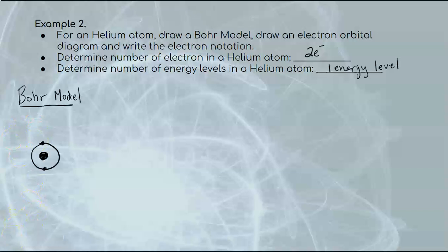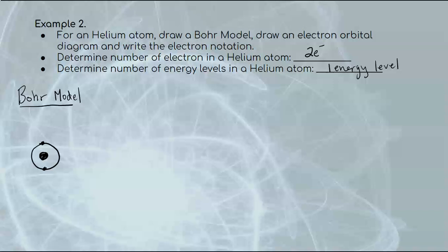All right, as you can see there, that is the Bohr model for helium. You'll also see that I wrote the number of electrons for helium. Determine number of electrons in a helium atom, 2 electrons. In the total helium atom, there's only 2 electrons. Determine the number of energy levels in a helium atom. There's only 1 energy level for helium. It's on the first row.